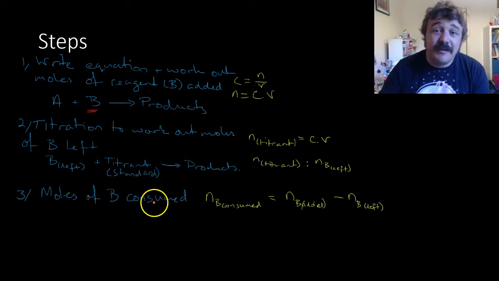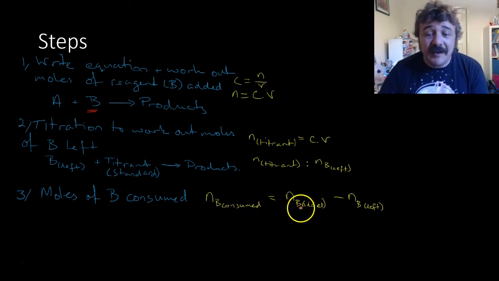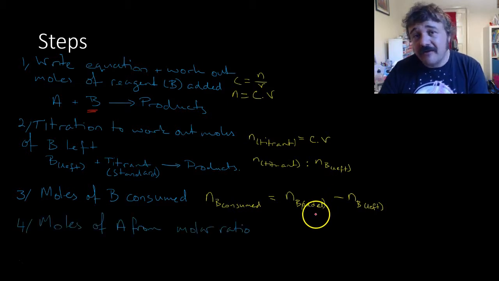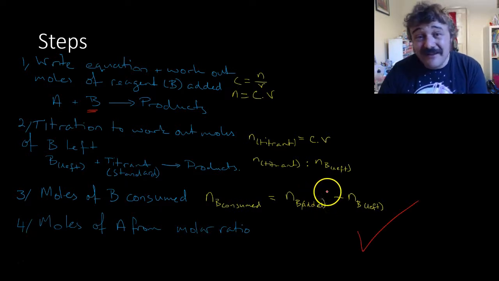So we work out the moles of B consumed. So moles of B consumed equals the moles of B added, so the total amount you put in there in the first place, minus the moles of B left. Okay, so this is a really useful example of a titration that an analytical chemist would use. And from that, you can use the moles to work out the moles of A. You can work that out from the molar ratio in the very first equation that you wrote out. And that's it. You're done. That's how hard it is.